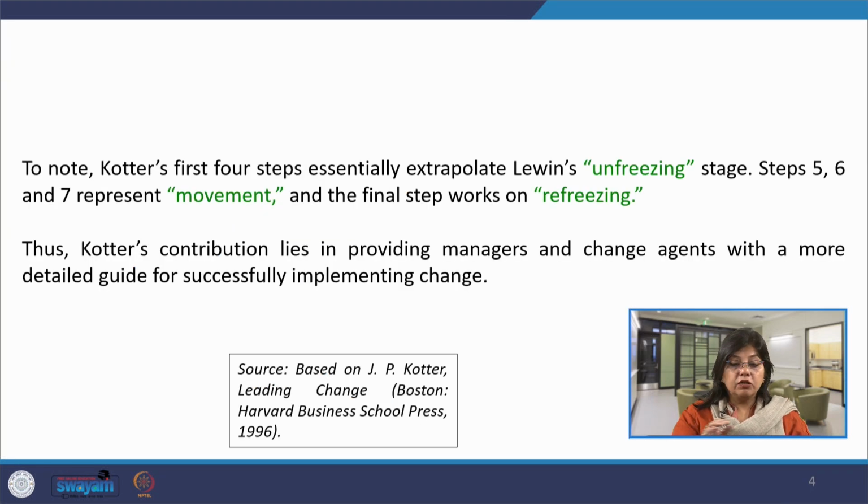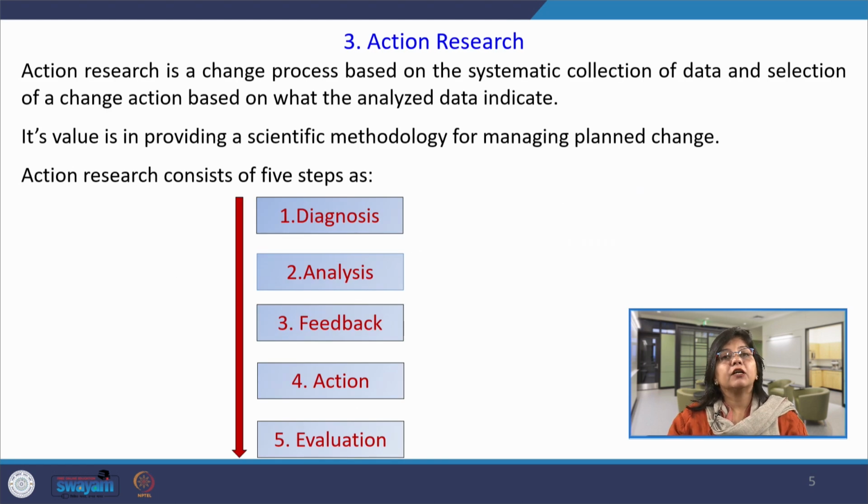Here it is already mentioned on the slide that, to note, Kotter's first 4 steps essentially extrapolate Levin's unfreezing stage. Steps 5, 6, 7 represent movement, and the final step works on refreezing. Thus, Kotter's contribution lies in providing managers and change agents with a more detailed guide for successfully implementing change. And the difference is that Kotter identified the mistakes or the problems that any manager would encounter while implementing change, right. The next is action research.